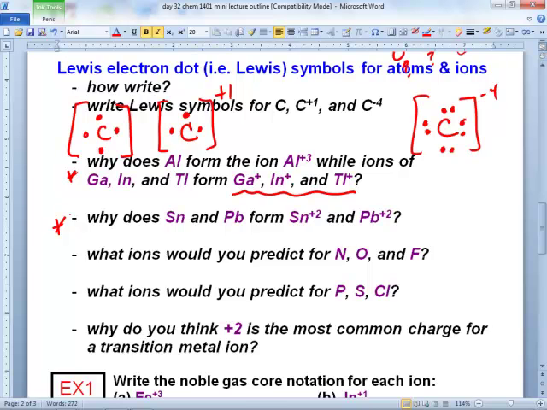Where are they? Here they are. Why would you guess these guys form +2? Yeah, the same as the gallium, indium, and tellurium. You lose 2 and you've got your pseudo-noble gas core. Yeah.